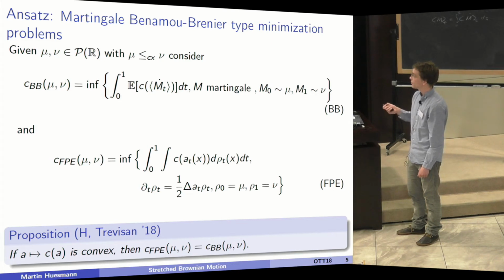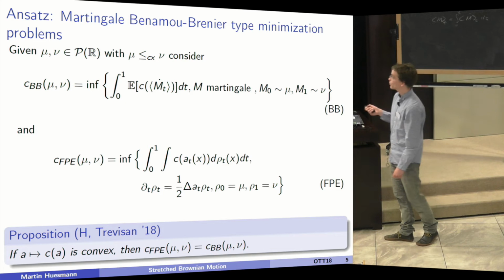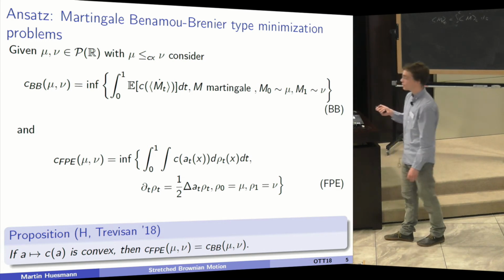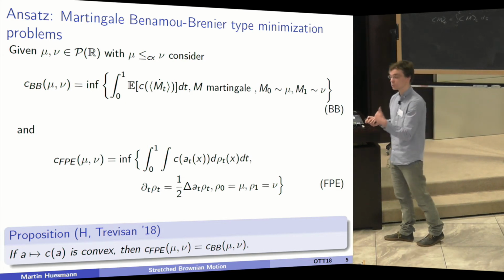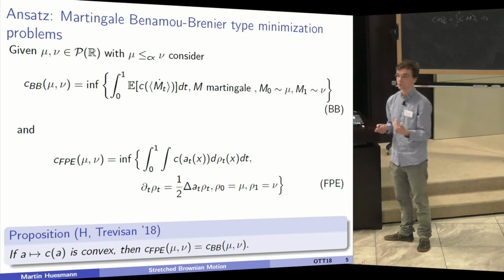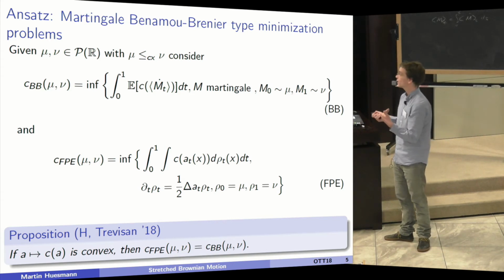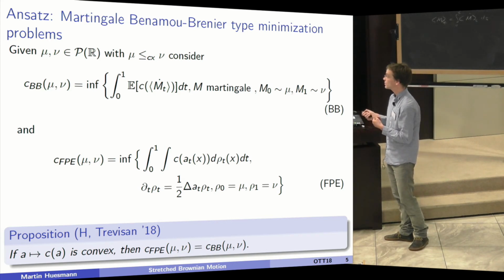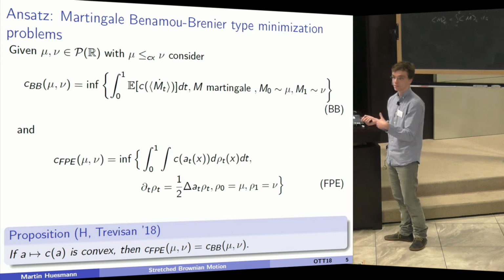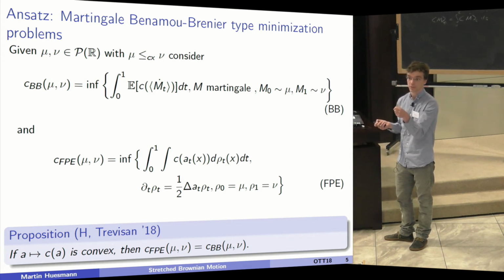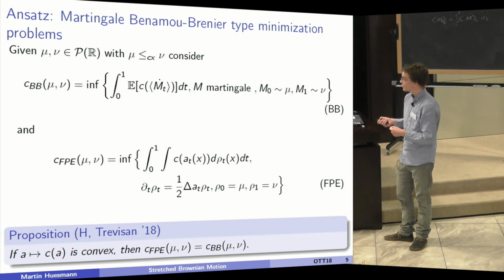Now for the other direction, the problem is that this quadratic variation is allowed to depend on the whole evolution of the path. So there's no Markovianity here. Whereas this diffusion coefficient only depends on the state where you currently are. And this is where the convexity kicks in.